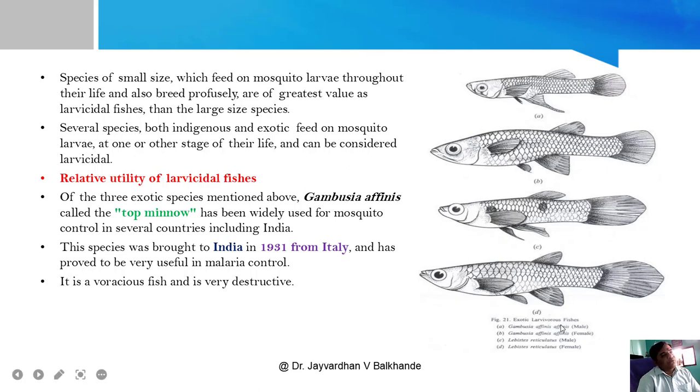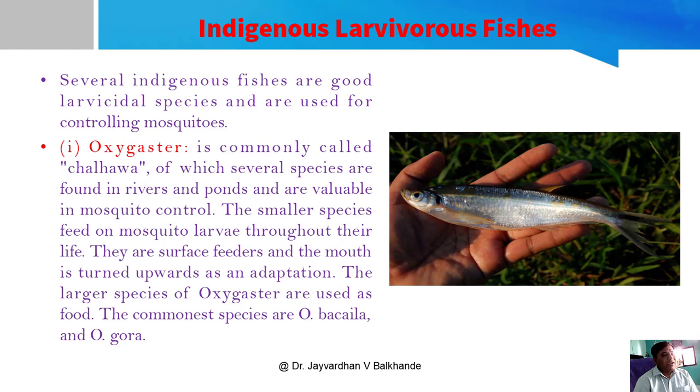So this species was brought to India in 1931 from Italy and has proved to be very useful in malarial control. We know malaria is a very destructive disease and it can spread by the mosquito. So for controlling this malaria, India brought this fish from Italy in 1931. Okay, and it is really a voracious fish, and its nature is very destructive. Now we move towards the indigenous larvivorous fishes.